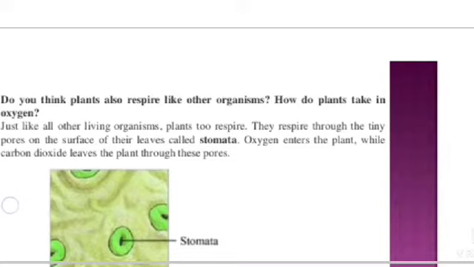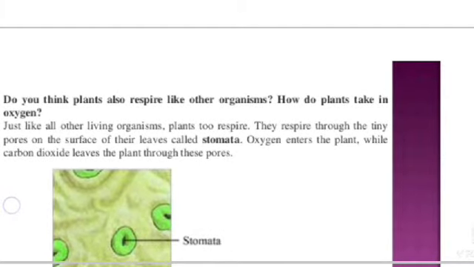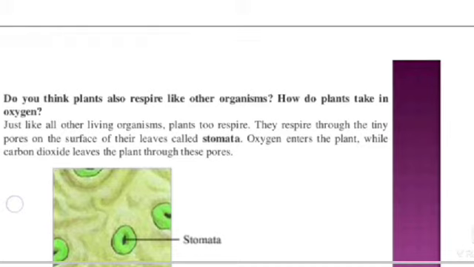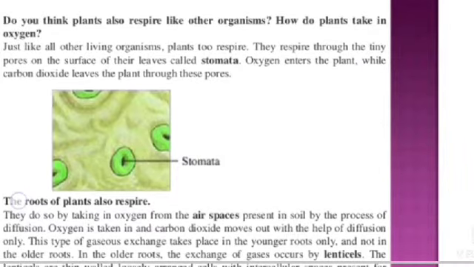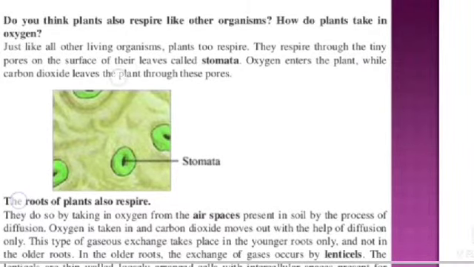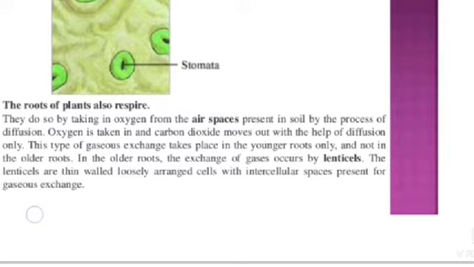Do you think plants also respire like other organisms? How do plants take in oxygen? Just like all other living organisms, plants do respire. They respire through the tiny pores on the surface of their leaves called stomata. Oxygen enters the plant while carbon dioxide leaves the plant through these pores. See the stomata picture under the electron microscope.